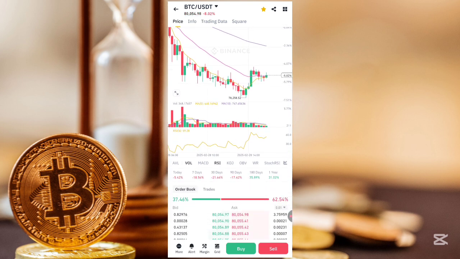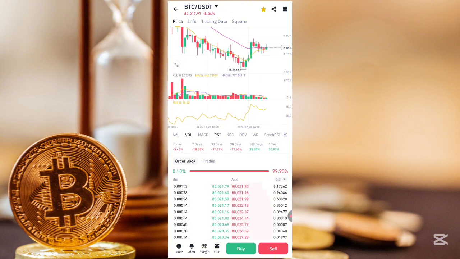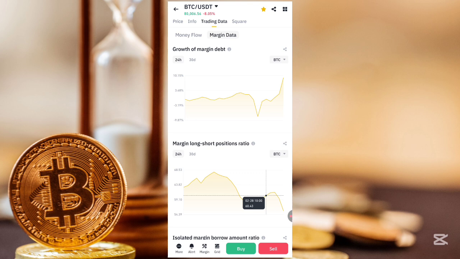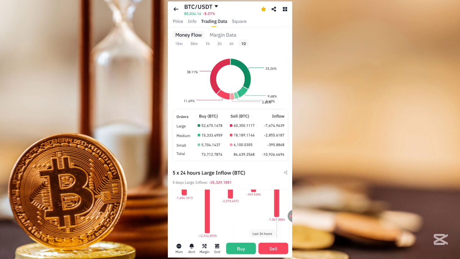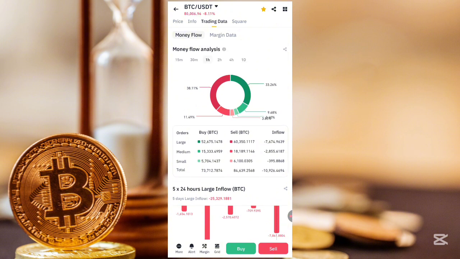Here are some expert tips to enhance your spot trading success. Combine with volume analysis. High volume confirms strong breakouts. Use multiple time frames. Check the 4-hour and daily charts for better signals. Avoid trading in ranging markets. Only trade when there's a clear trend. Stay updated. Follow crypto news for market-moving events. By following these tips, you can maximize your gains and avoid bad trades.